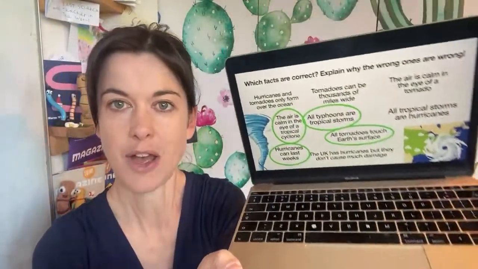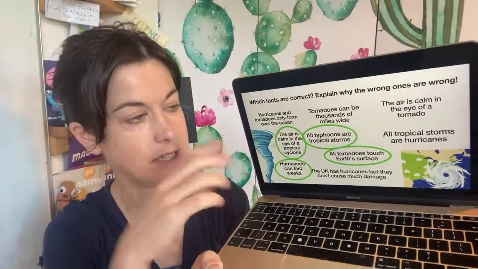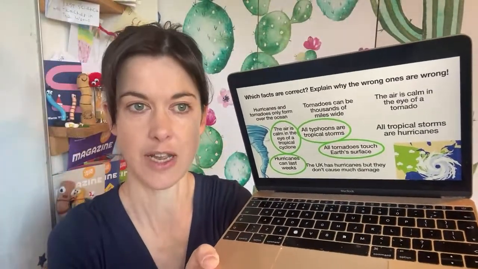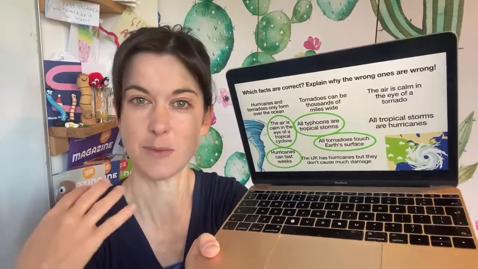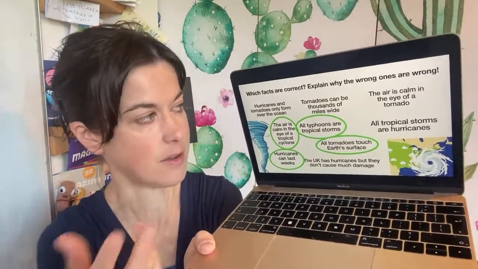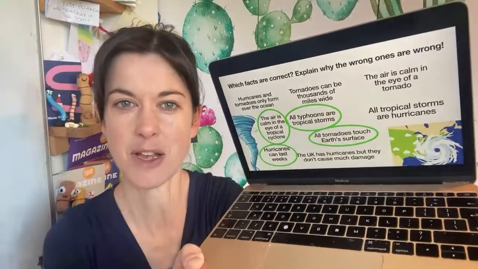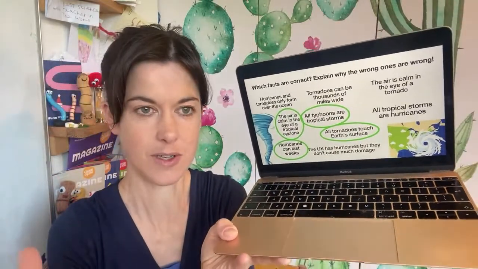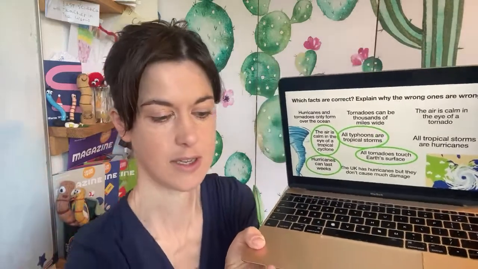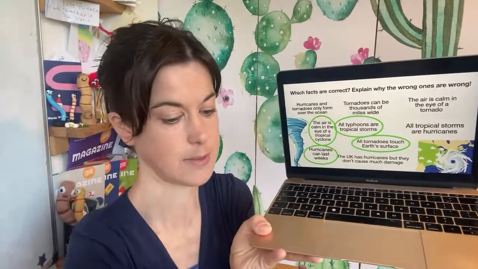So hurricanes and tornadoes only form over the ocean. That's not true, because it is true of hurricanes, but it's not true of tornadoes. Tornadoes are caused by lots of things, but mainly wind shear. So you can get tornadoes inland. Tornadoes can be thousands of miles wide. No, the widest tornado was like 2.6 miles wide. Tornadoes are sort of fairly small.